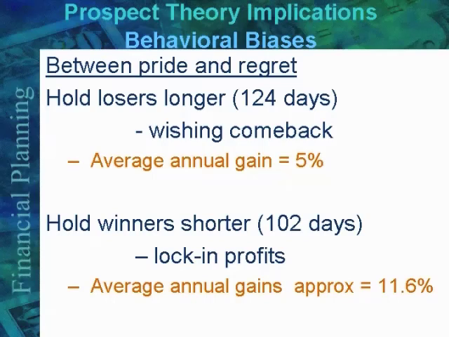Here's an example. Typically, we will hold losers longer than winners, 124 days versus 102 days. Now, think about it. You've bought two stocks. One, after you bought, started going up. One started going down. Now you have to sell one of the two because you need some cash. Which one will you sell? Invariably, if you look at thousands of people, most people will sell the winner first and not the loser.